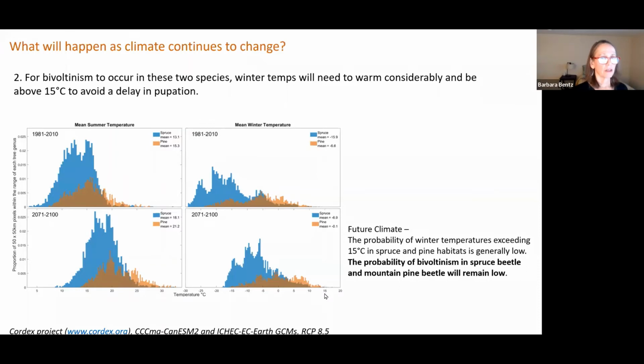So as I mentioned, there's a lot of geographic variability in all of these traits as the species have adapted to varying local climates. And so how these traits are affected by climate change will vary a lot across the habitats and latitudes.